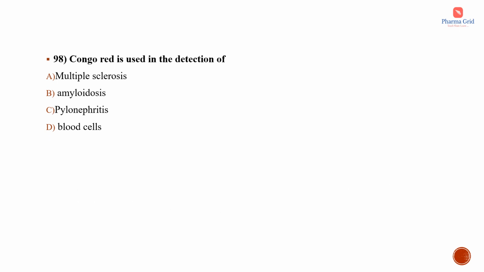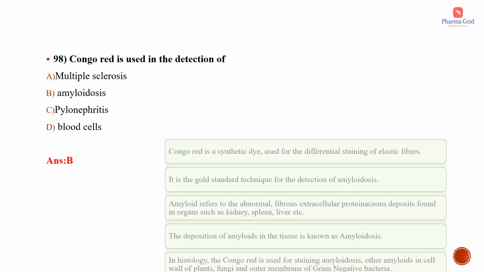Moving on to the next question. Congo red is used in the detection of: multiple sclerosis, amyloidosis, pyelonephritis, blood cells. So here the correct answer is option B, that is amyloidosis.